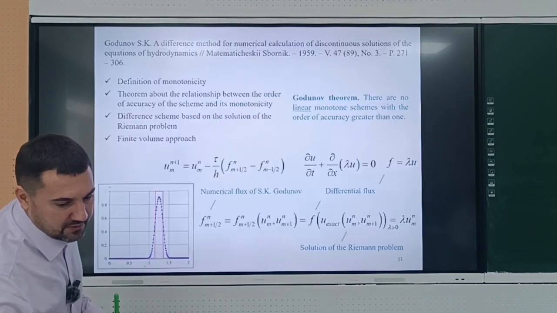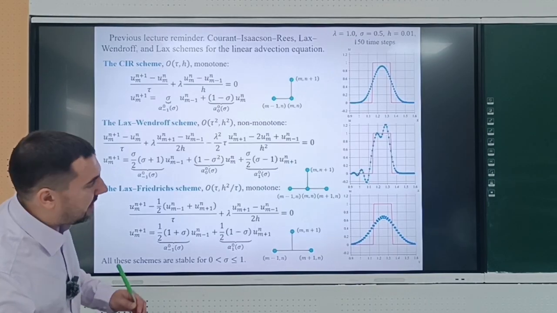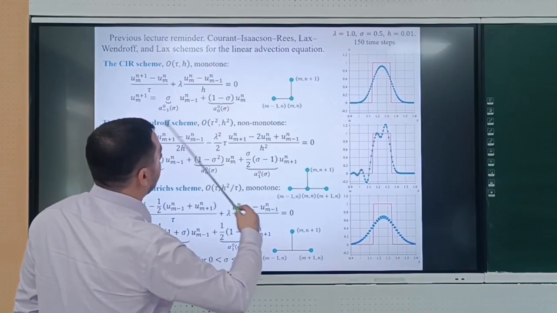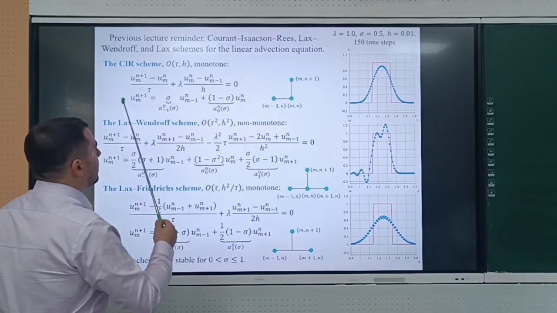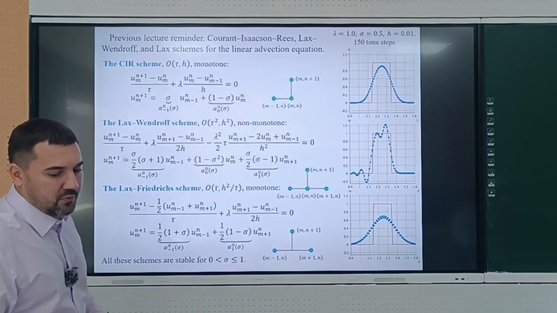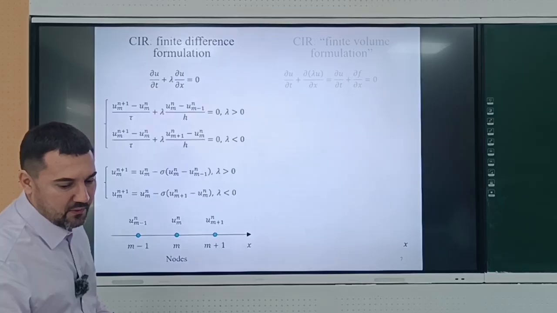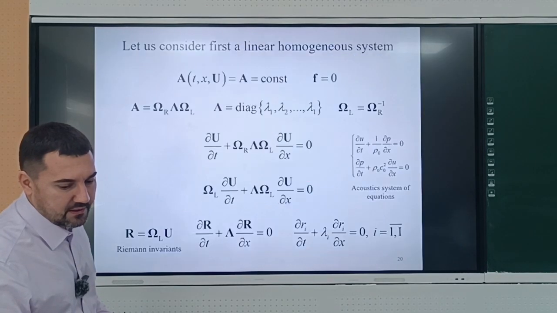We discussed the properties of this scheme. It was our first numerical scheme that we started with for the linear advection equation. Now I want to show how we can use this scheme for a system of equations. For that, we should work with the matrix of our equations.